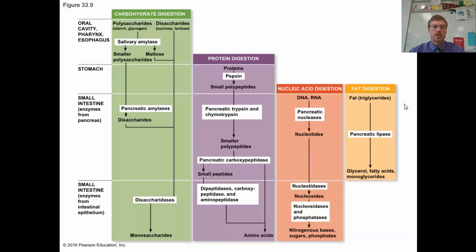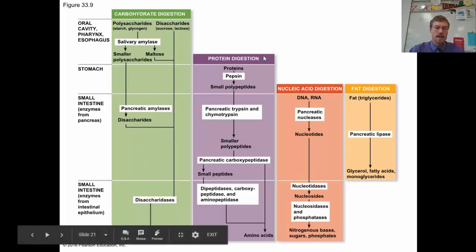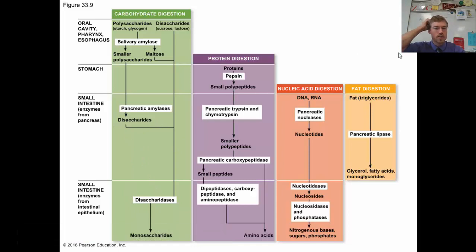So here's a picture that shows you how all of the various macromolecules are broken down and where they're broken down. So you have carbohydrates that begin to be digested in your mouth, and then they continue to be digested in the small intestines, and then they are absorbed. Proteins begin breaking down in the stomach, and then again continue in the small intestines, and then your fats and nucleic acids are also being broken down in the small intestines. So you can see how most of the action is really taking place in the small intestines.